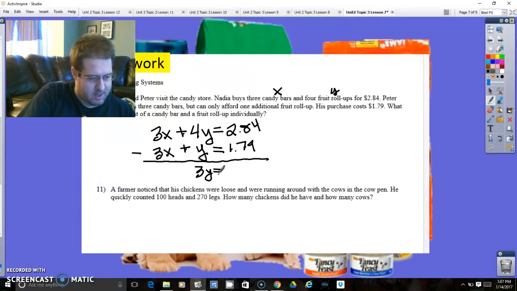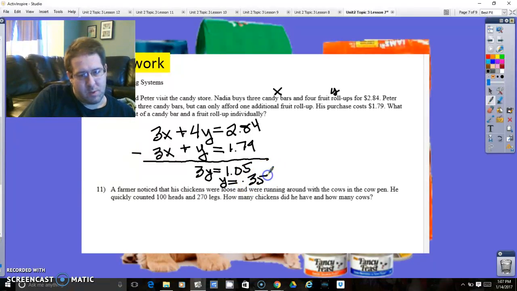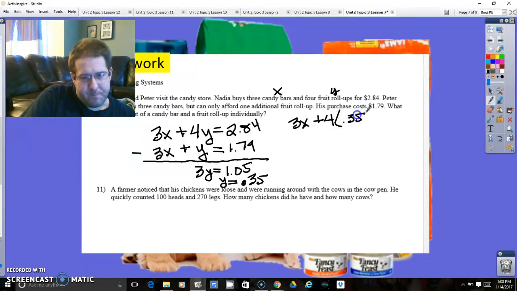Pull out the calculator again. So let's see. 284 minus 179 gives us $1.05. Divide that by 3, which means y, which is the fruit roll-ups, must be 35 cents each. All right, so once I've solved that for 35 cents each, then I'm going to take that, plug it back in. 3x plus 4 times 35 cents equals 284. All right, so 4 times 35 cents is $1.40.